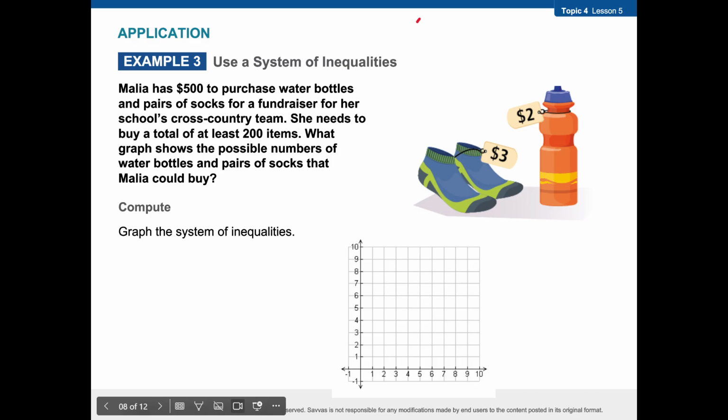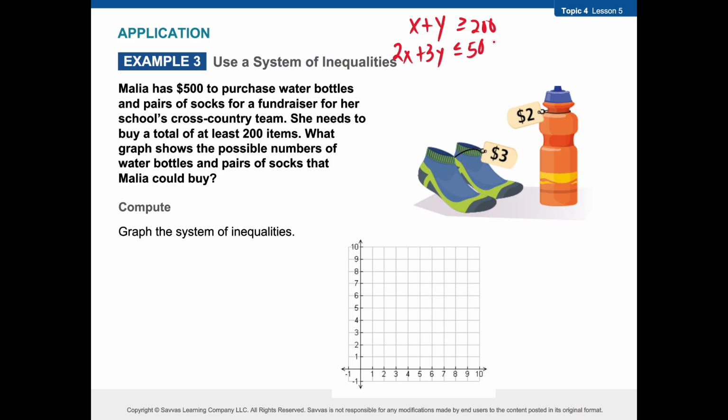And then it's asking us to graph x plus y greater than or equal to 200, 2x plus 3y less than or equal to 500. The easiest way to graph a word problem would be using quadrant 1, only positives. I am going to go by 40s on my graph. Easiest is to find your x and y intercept.